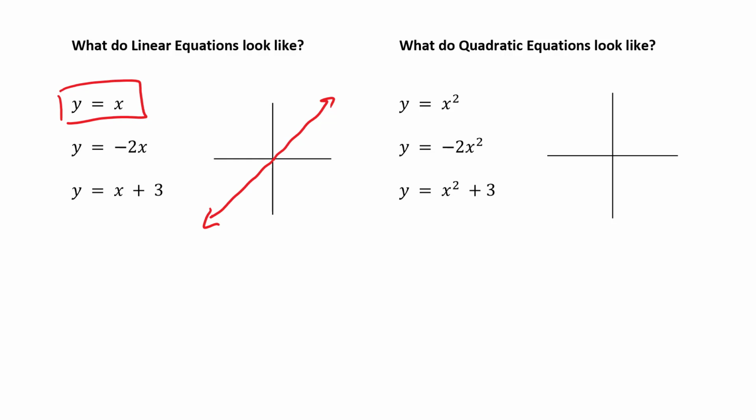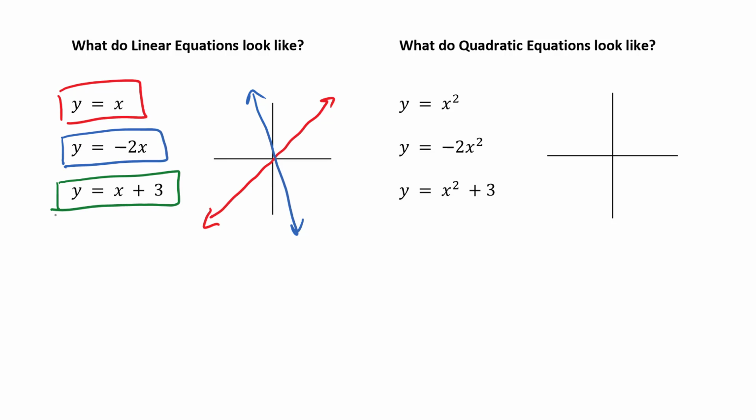We can put a coefficient in front of our x. Y equals negative 2x. This is going to have a negative slope, and it's going to be twice as steep. It's going to look like that. We can also have y equals x plus 3. What this does, just moves my y-intercept to 3, but my slope remains the same as my y equals x. That's what happens when we add in constants and coefficients into linear equations.